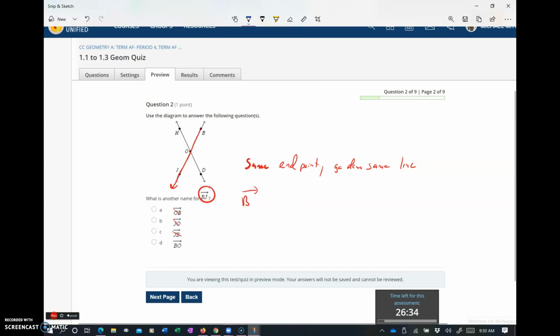Let's swap colors here. If I'm doing BO, I start at B. I go through O. You can see I'm just overlapping that line, so it's BO. There's our answer.